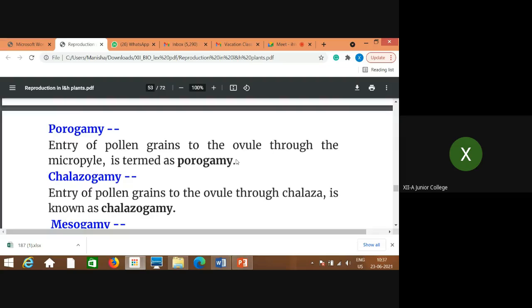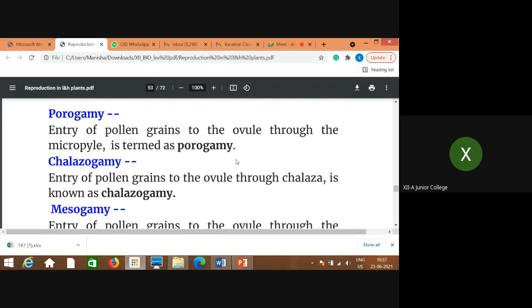If this pollen tube enters through the chalaza, then it is called chalazogamy.